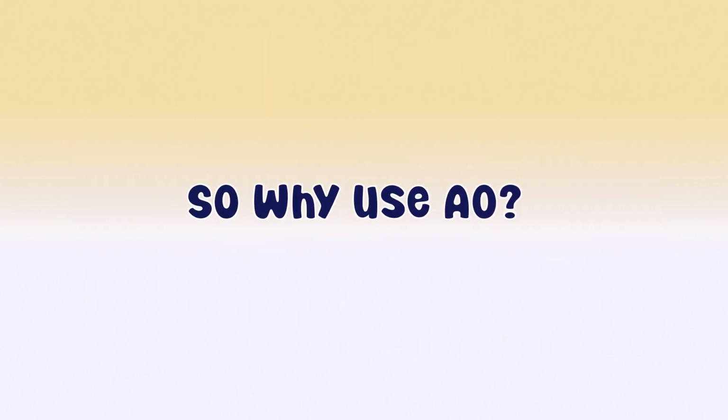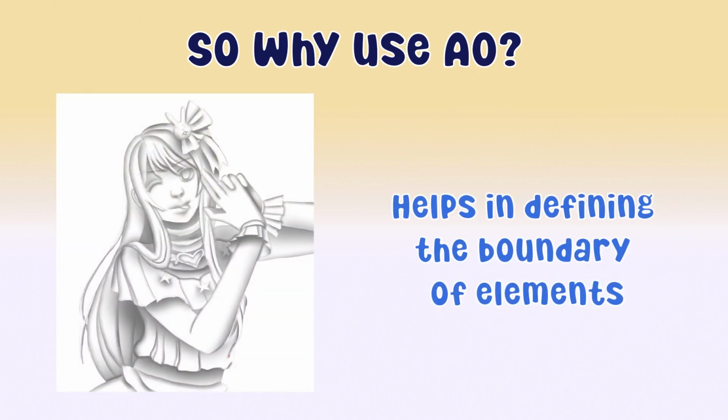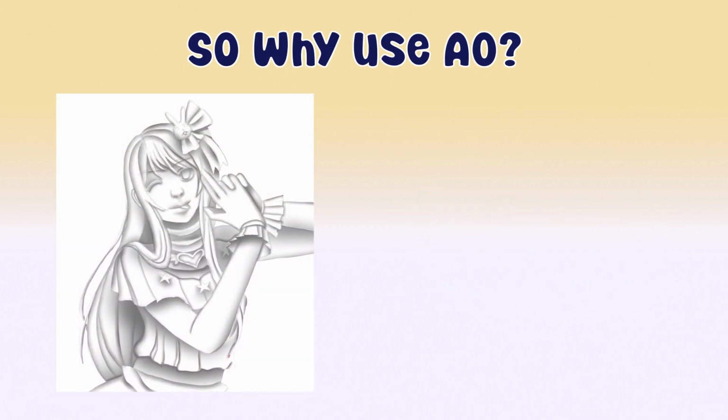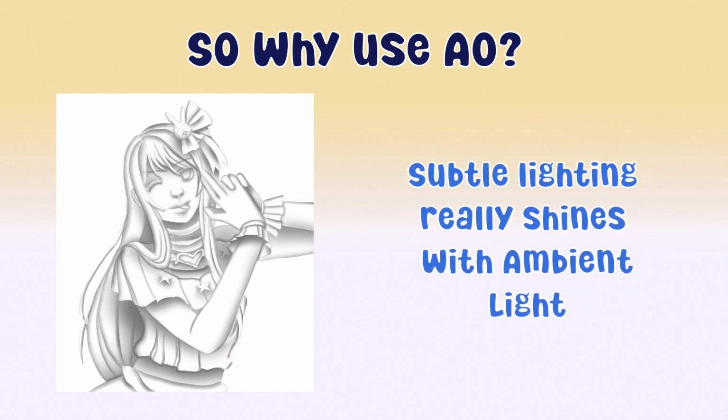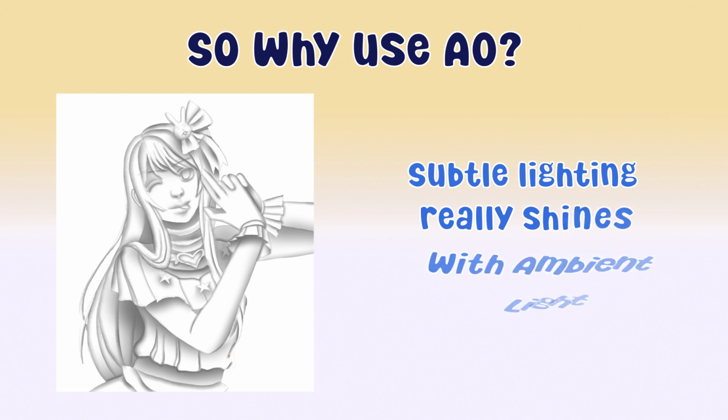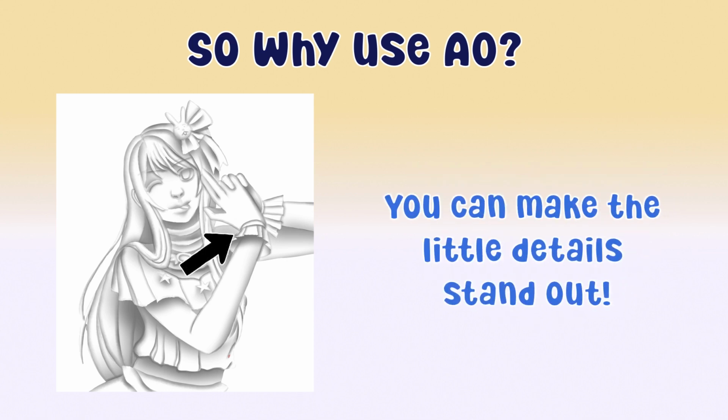Reasons why you should use ambient occlusion? Adding these shadows helps in defining the boundaries between distinct elements and make them stand out. It brings in subtle lighting changes that may not be immediately visible with the use of ambient lighting. You can bring little details like textures, imperfections, and even seams on clothing to light through AO.